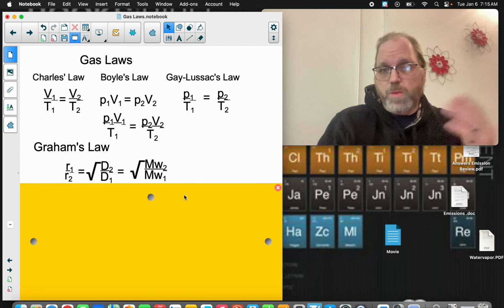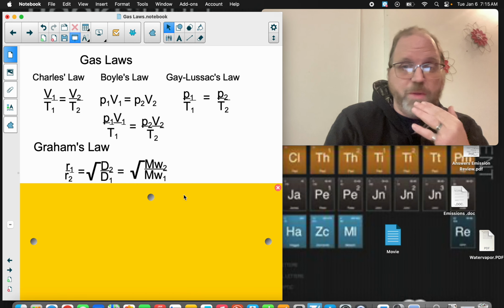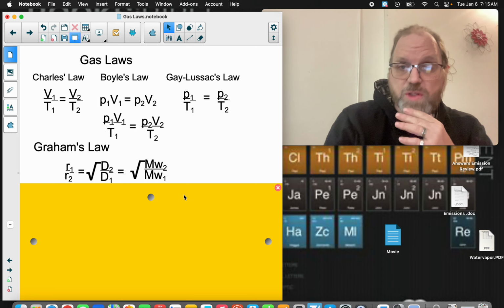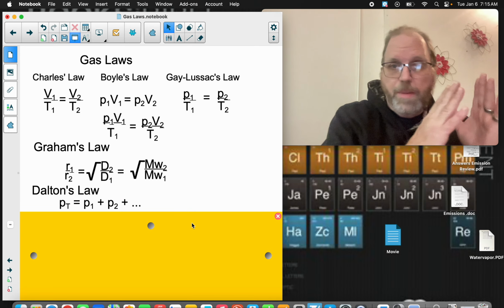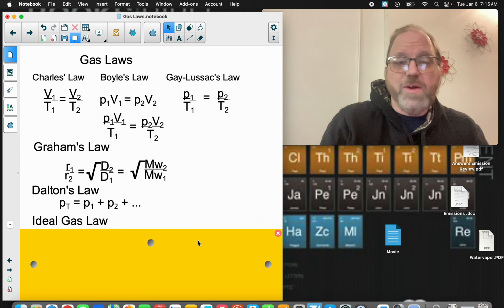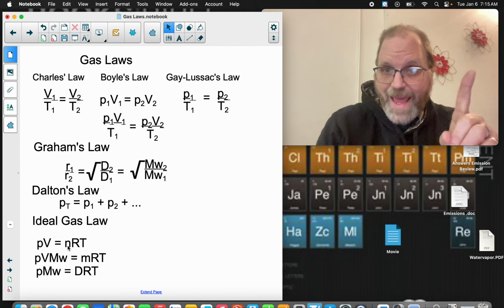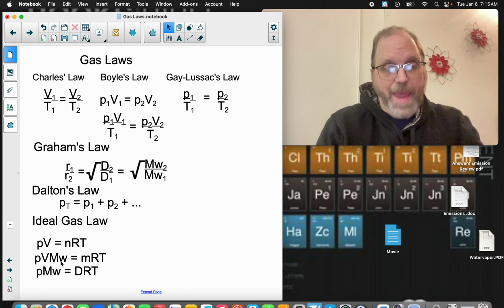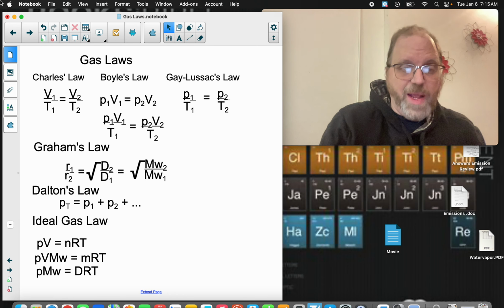Graham's law deals with the rate of diffusion, and it has the inverse square root of the densities or the inverse square root of molecular weights. Dalton's law says that the total pressure is equal to the sum of the partial pressures. And the ideal gas law identifies that we have various relationships for one gas only, and can do it in terms of moles, mass, or density. All right, so those are our gas laws.